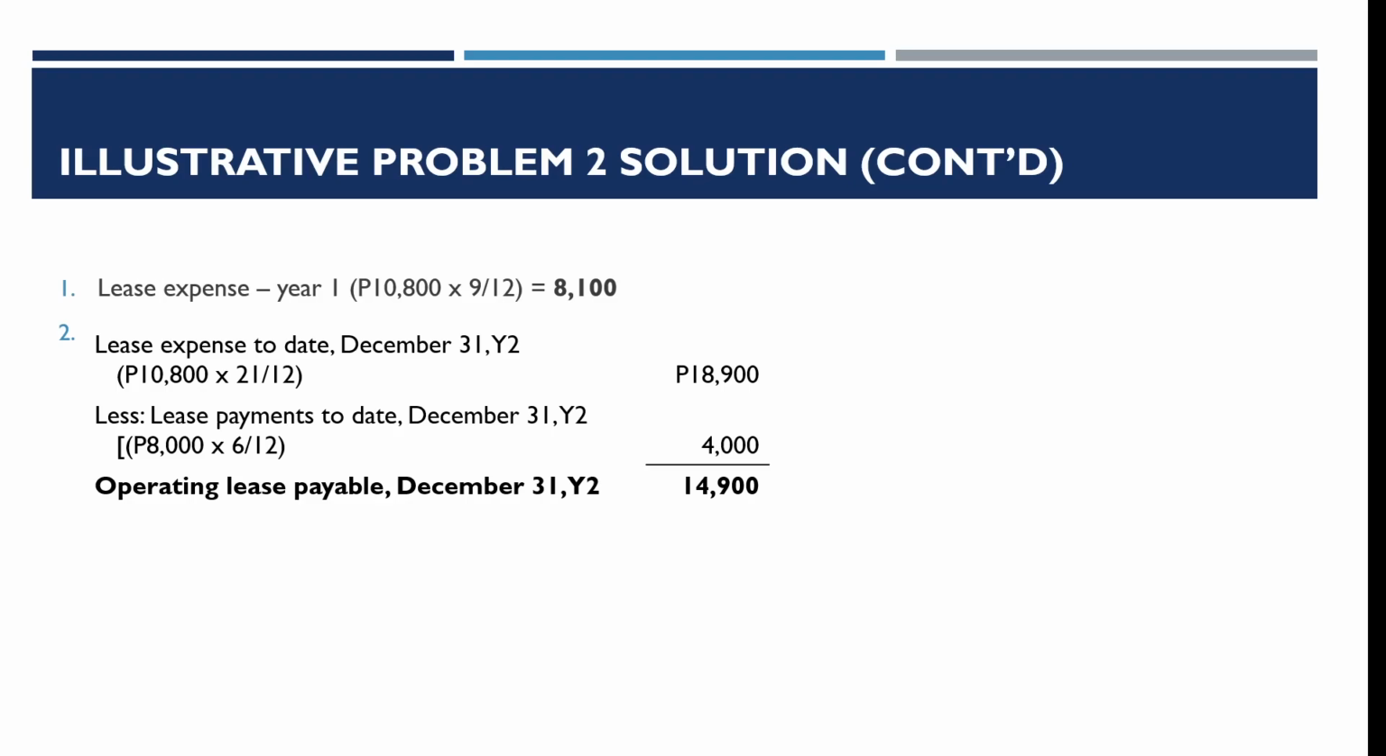Then, compare that to the lease payments already made. So, how much is that? That is 8,000 times 6 over 12. Okay, yan yung nagawa na nating payments as of December 31, year 2. So, magkano operating lease payable natin on December 31, year 2? 14,900.